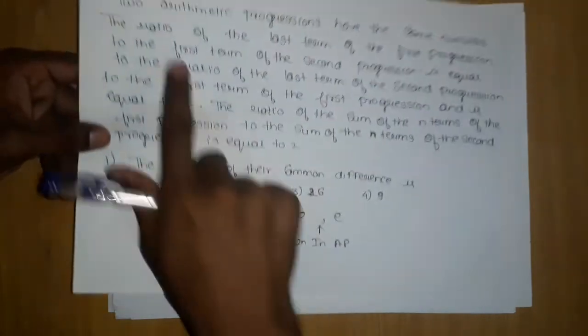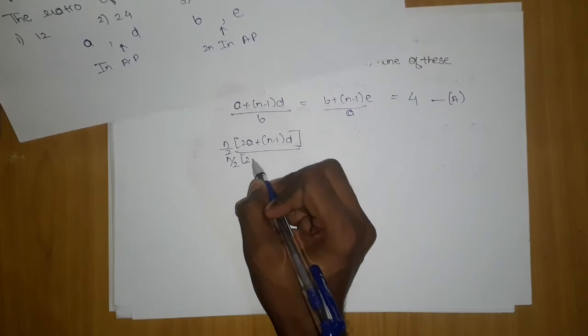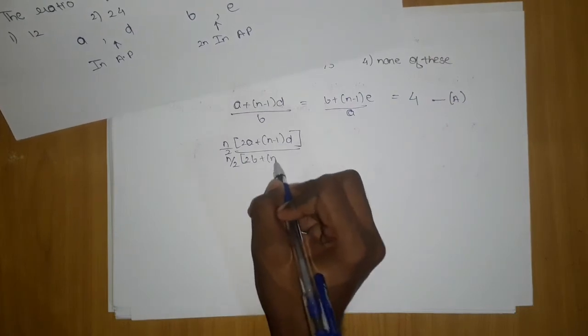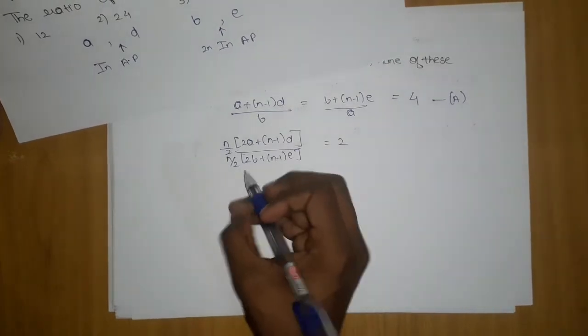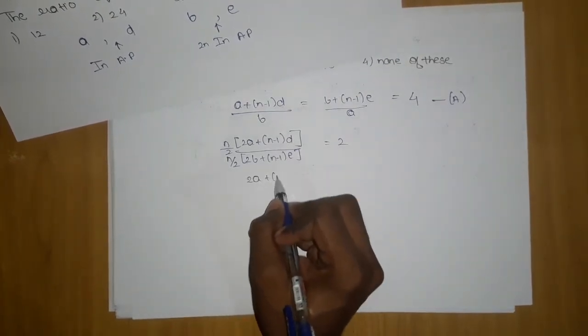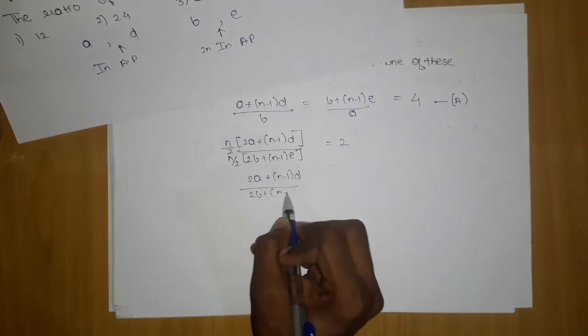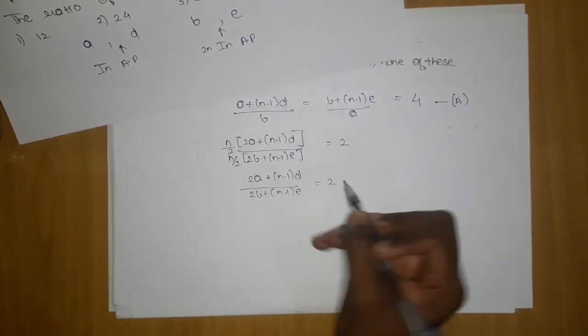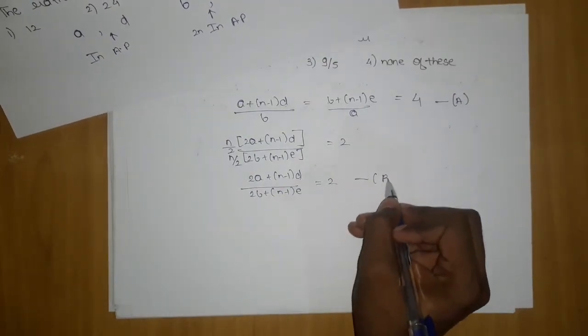The two arithmetic progressions have the same number of terms. So 2b plus (n minus 1) into e should be equal to 2. N by 2 will cancel out, giving me finally (2a plus (n minus 1) into d) upon (2b plus (n minus 1) into e), which will be equal to 2. So I got this, and this is my b equation.